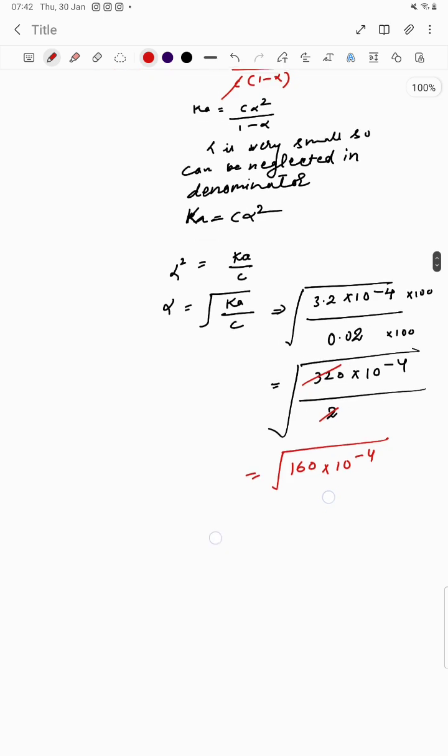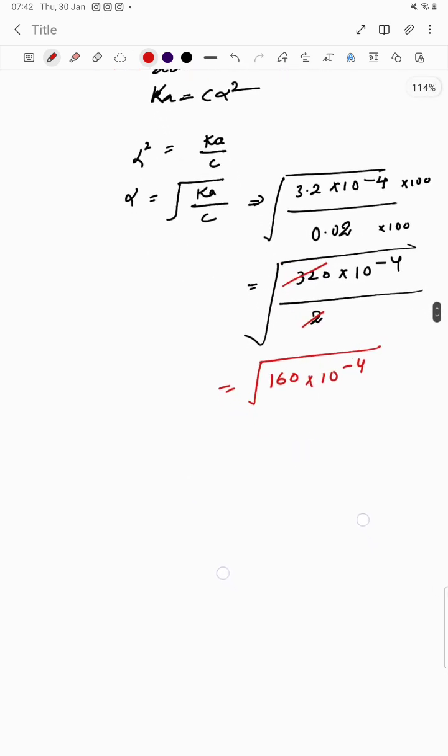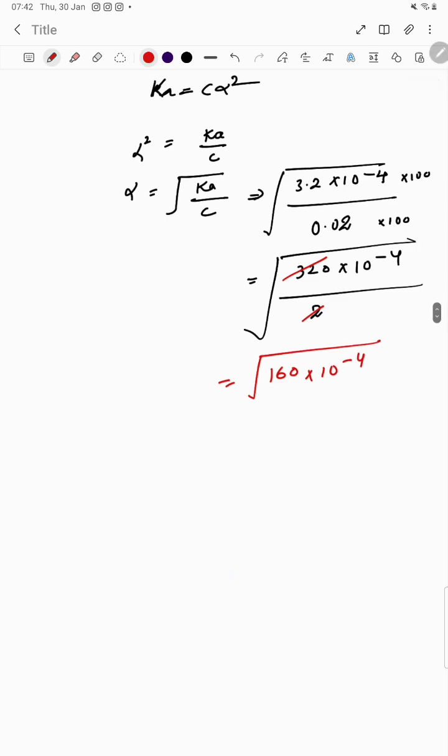Now let us try to solve this one. Let it be the 160, and multiply by 10 power minus 2, we can put the square. With this square, this is cancelled out. So how much is it going to be? It is the root of 160 into 10 power minus 2, root of 1.